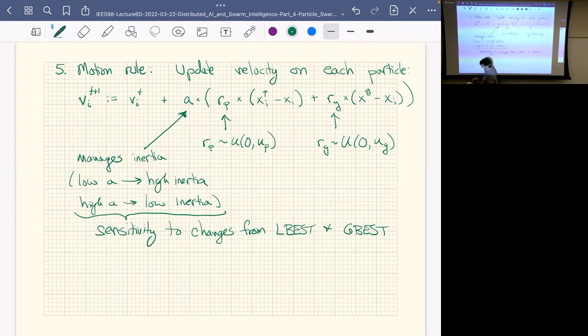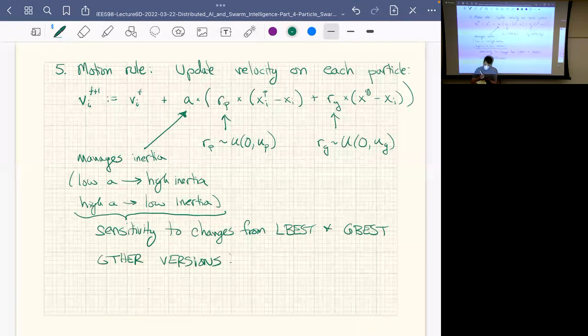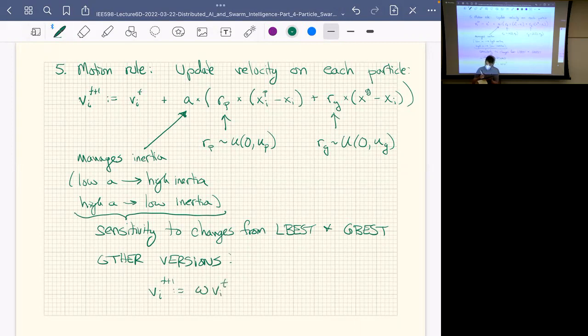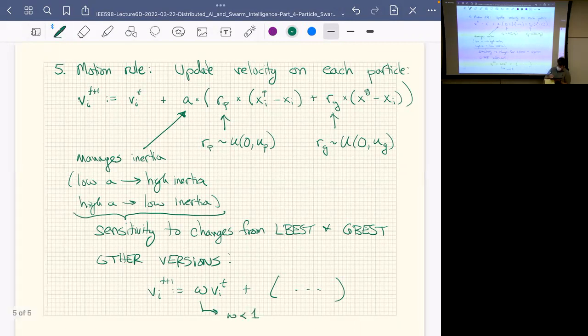Okay, and there are other ways you can write this. For example, other versions move the A over, where they say v_i(t+1) is equal to some omega times v_i(t) plus everything that's above. This is just a rescaling, where instead of putting a one in front of your previous velocity, and this is usually taken as omega less than one. So here, this is a true inertial parameter.